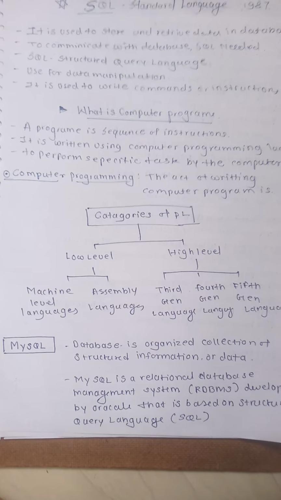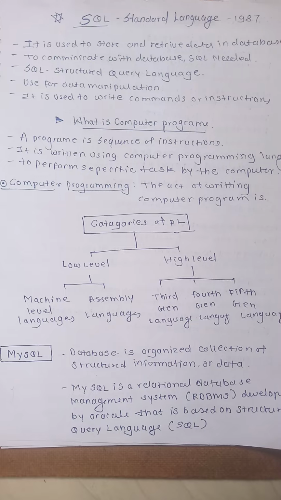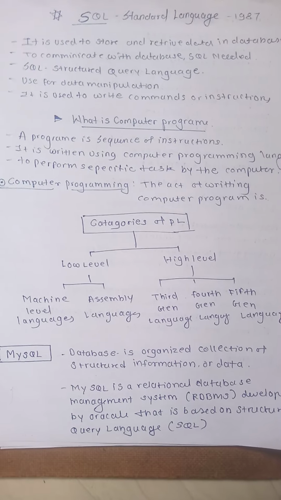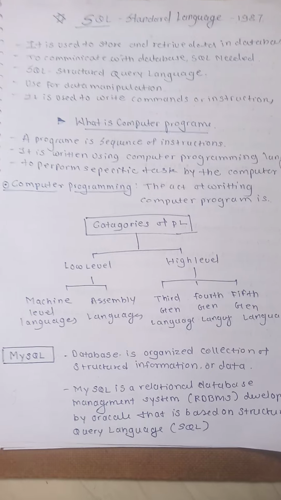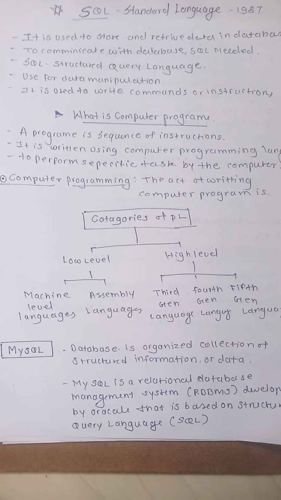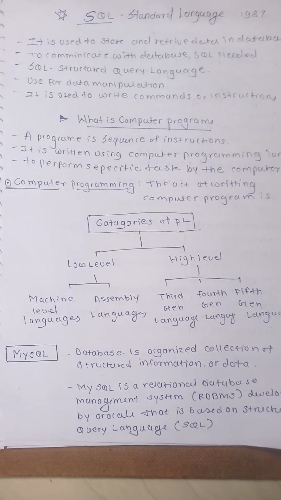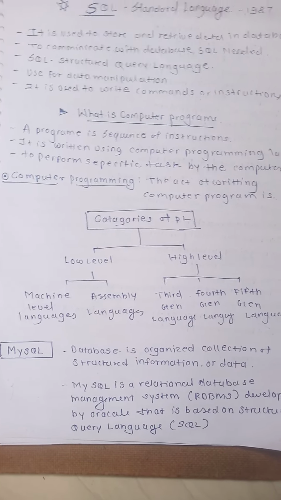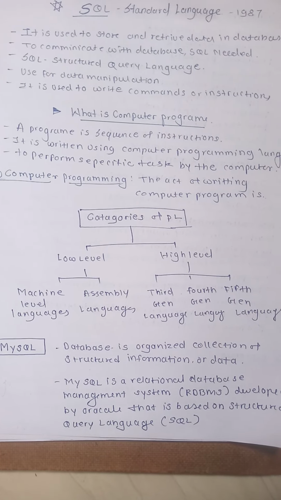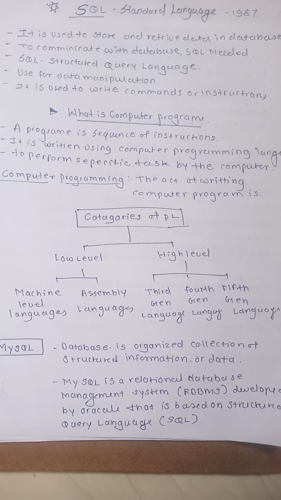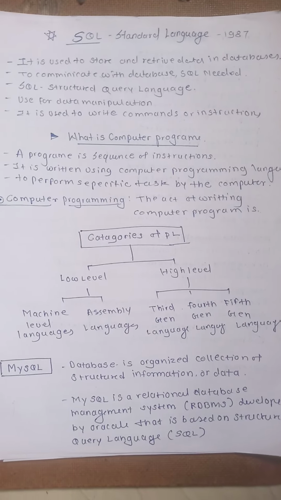So next is the MySQL database. And what is a MySQL database? As I told you, a database is an organized collection of structured information or data. So if you take a table and sort that table by your IDs or roll numbers, then it will be structured data. That is about MySQL. MySQL is a relational database management system that is developed by Oracle, and it is based on structured query language. So yeah, this is all about SQL in today's video.